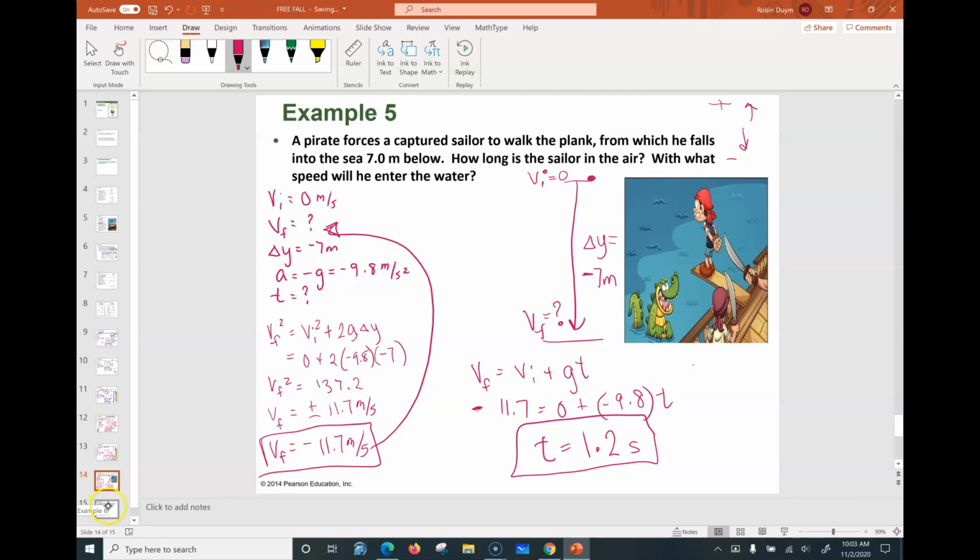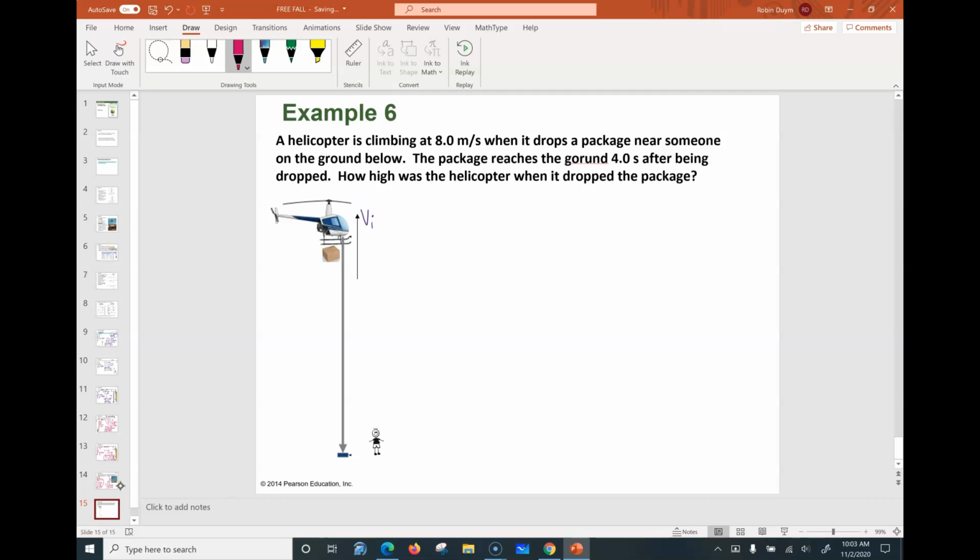All right, so we are now on our last type of problem. Now, this one, it says that there's a helicopter. It's climbing at 8 meters per second, so we're going to assume that it's straight upward. And then he's going to drop a package to someone below, and it says that it reaches the ground. Sorry, that's a typo. I just saw it. The ground 4 seconds after being dropped. How high was the helicopter when it dropped the package?